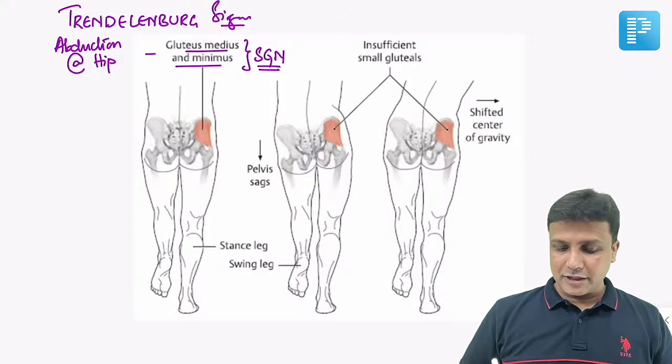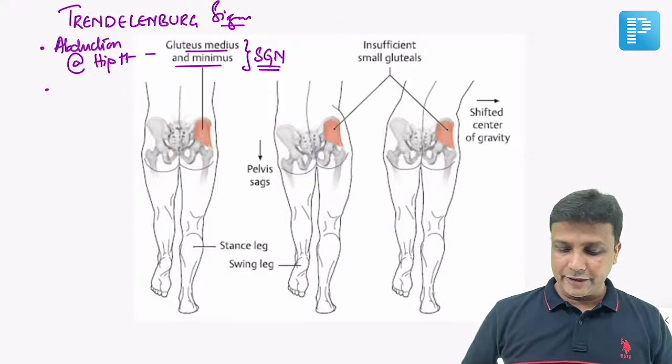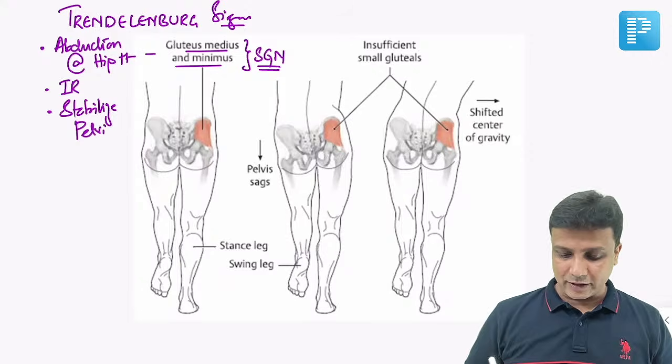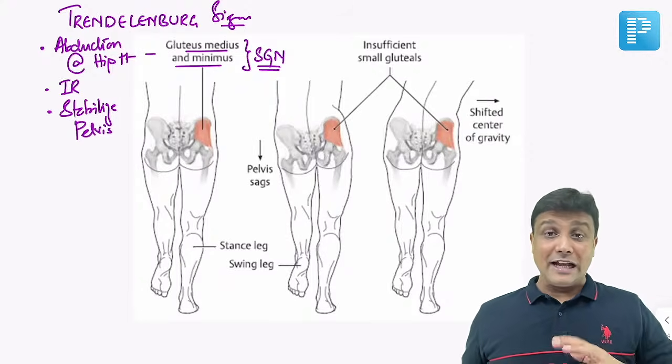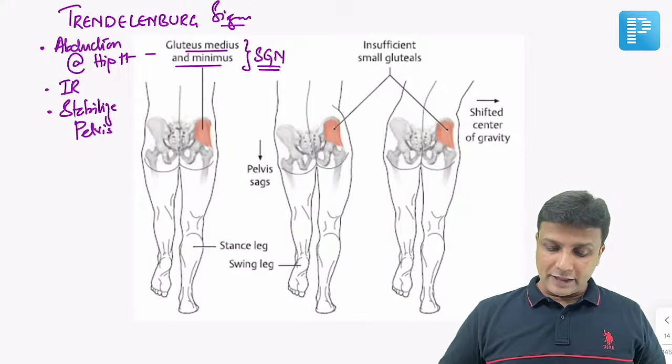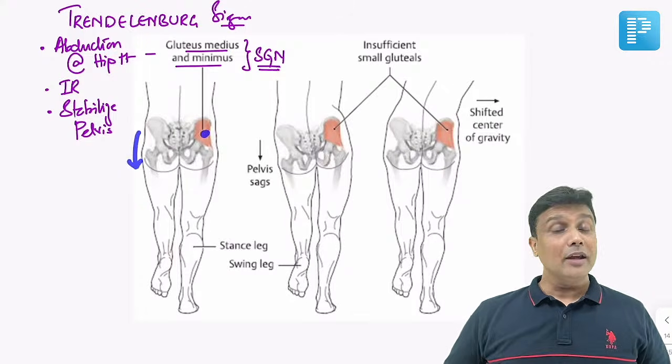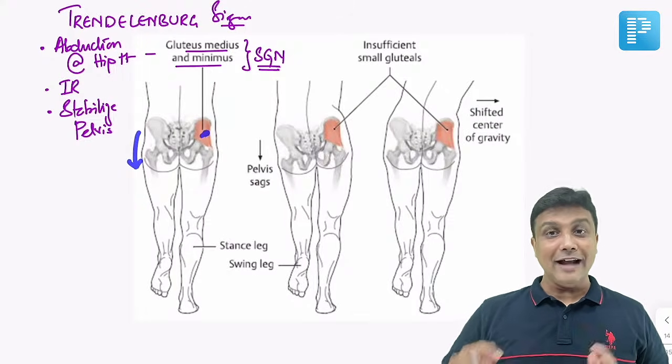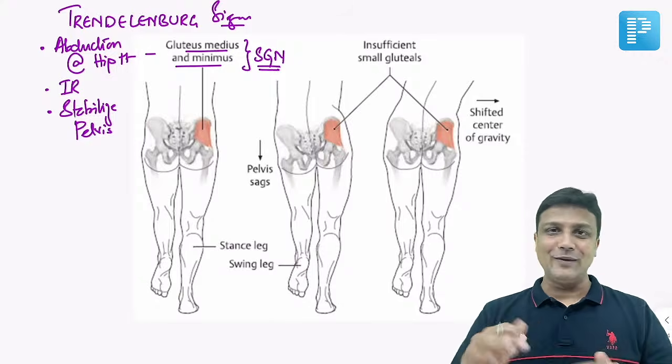And not only abduction at the hip joint, they also help in the internal rotation. And after that, remember one more thing, they are going to stabilize the pelvis while walking. And this is how they are going to stabilize. So when the pelvis is trying to drop on the left side, the right side gluteus medius and minimus will contract and that is going to abduct and the person is walking very nicely.